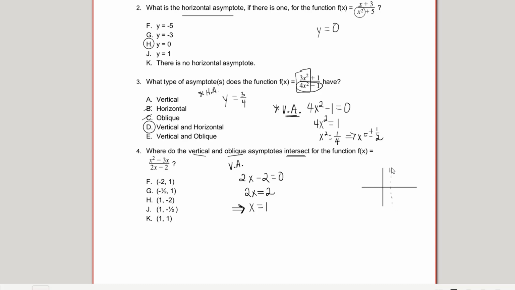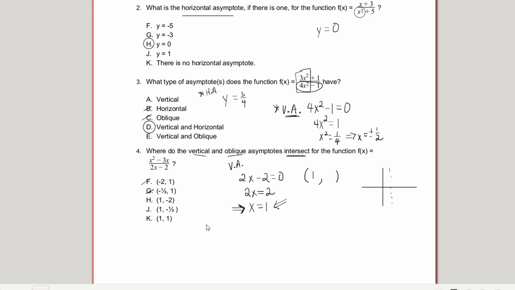So our asymptote is going to cross somewhere on this value of x equal to 1. So we already know one part of this point of intersection, and that is that the x value is 1. We don't know the y value yet. So we can look at our answer choices. We can eliminate F and G because they have different x values.